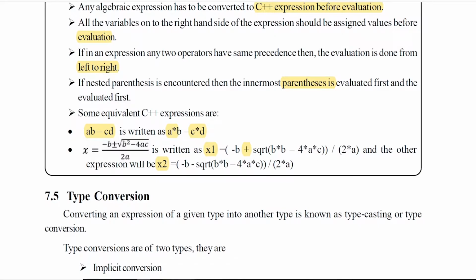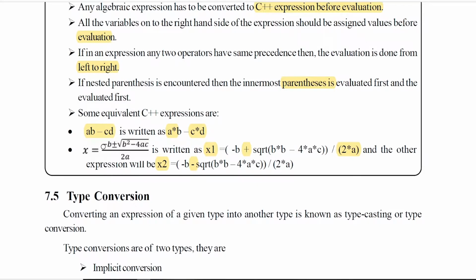So we have to use parentheses. First the square root of B square minus 4AC, then you divide the whole thing by 2 into A. So then we have to put the parentheses. We have to decide which has to be evaluated first. Similarly, this is with the minus. This is an example of a C++ expression.